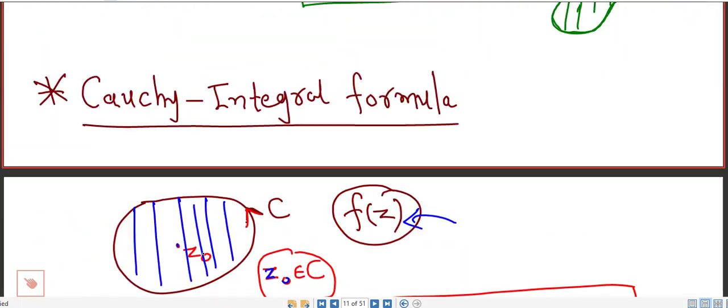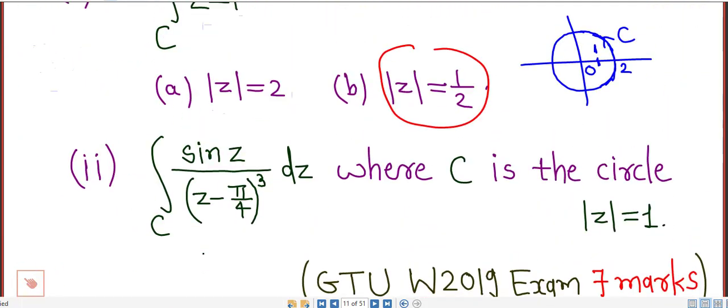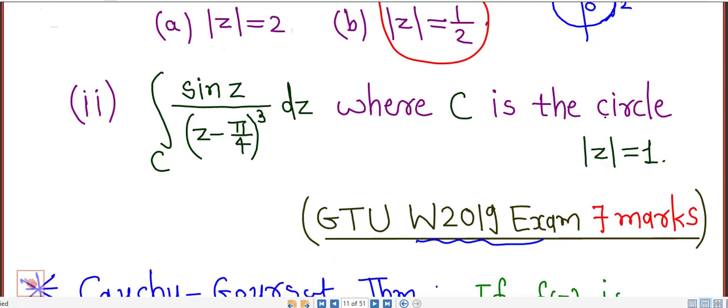Now we try to do part 2. In part 2 we have sin z divided by (z minus pi by 4) to the power 3, and the contour is mod z equal to 1.